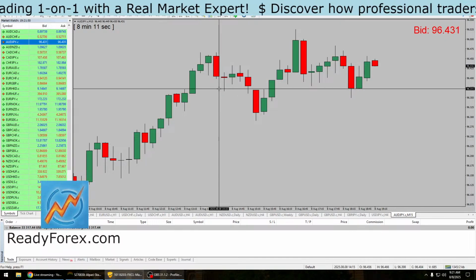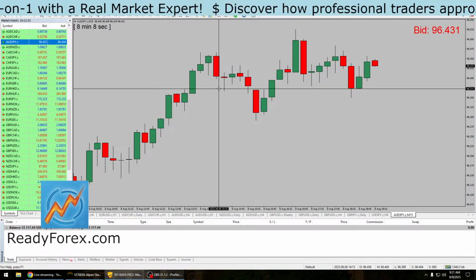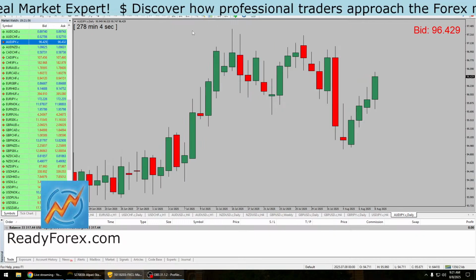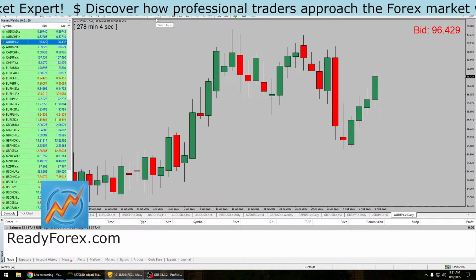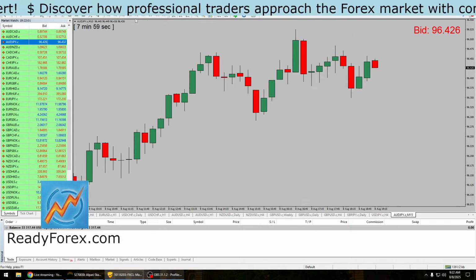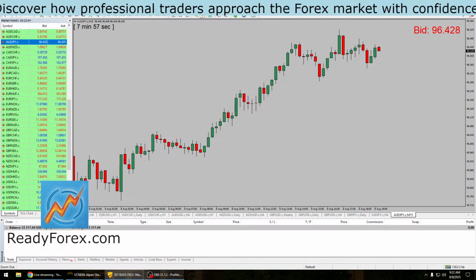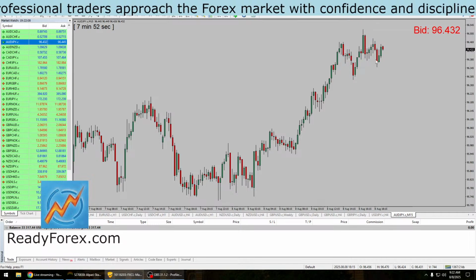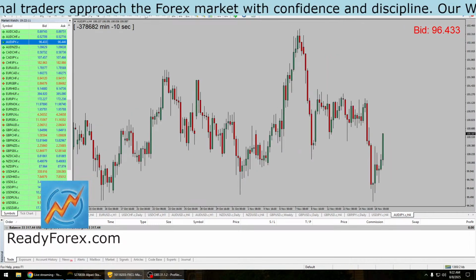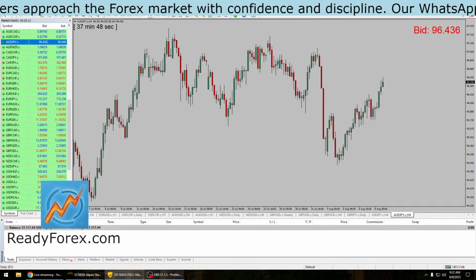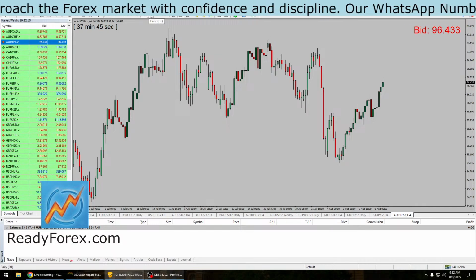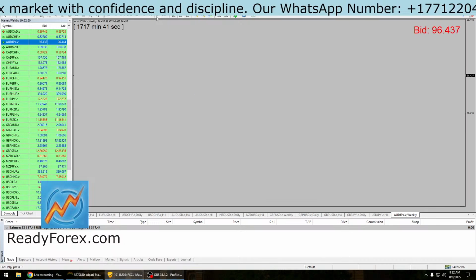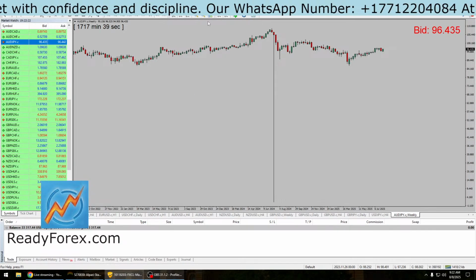Okay, it's going a bit sideways. The AUDJPY currency pair is trying to move sideways over here. The high time frame looks somewhat bullish, especially the 4 hour. Then we have the daily. Let's check out the weekly as well.